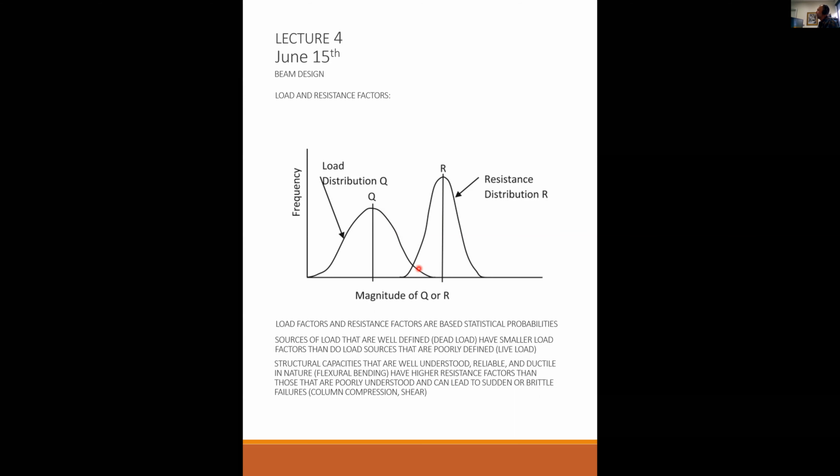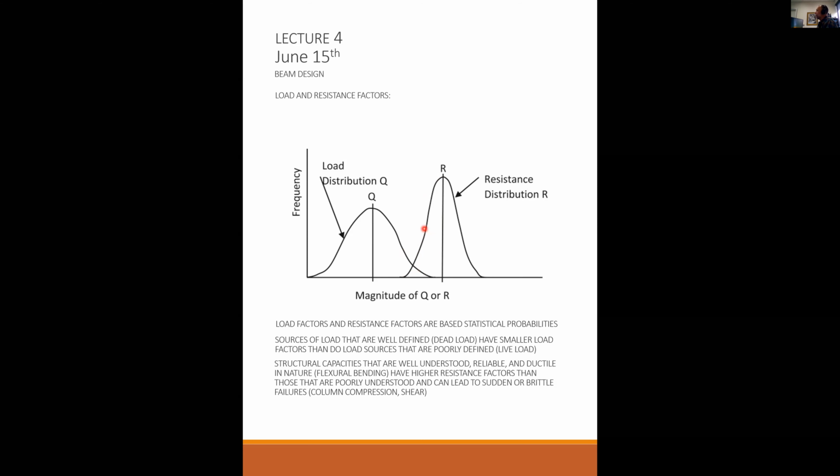And what this is basically saying is that there's always some probability. It may be significant. It may be massively improbable. It may be so insignificant, but there is always some probability that the load is going to be so much bigger than you thought it would be at the same time that your capacity is so much less than what you thought it would be. If these two curves overlap, what you have in here is a collapse or a failure.